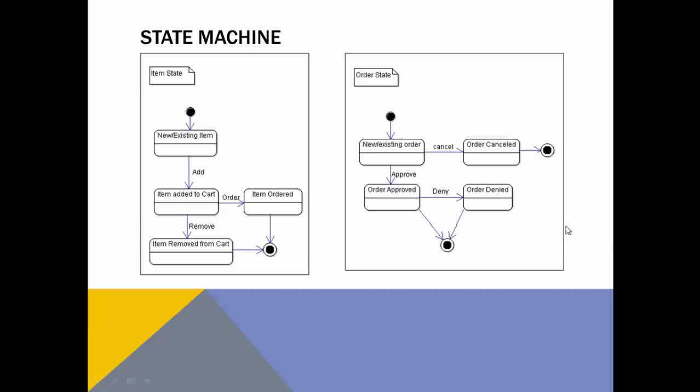State machine. Here we can see the item and order state machine diagrams. Item state can be new or existing item, item added to cart, item removed from cart, and item order. Order state can be new or existing order, order cancelled, order approved, and order denied.